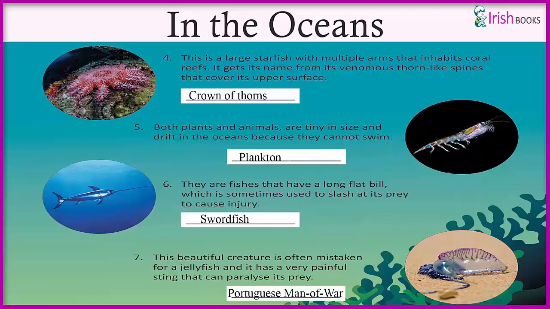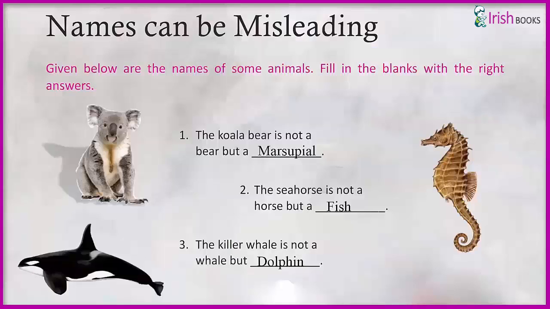6. They are fishes that have a long flat bill which is sometimes used to slash at its prey to cause injury. 7. This beautiful creature is often mistaken for a jellyfish, and it has a very painful sting that can paralyze its prey. Names can be misleading.